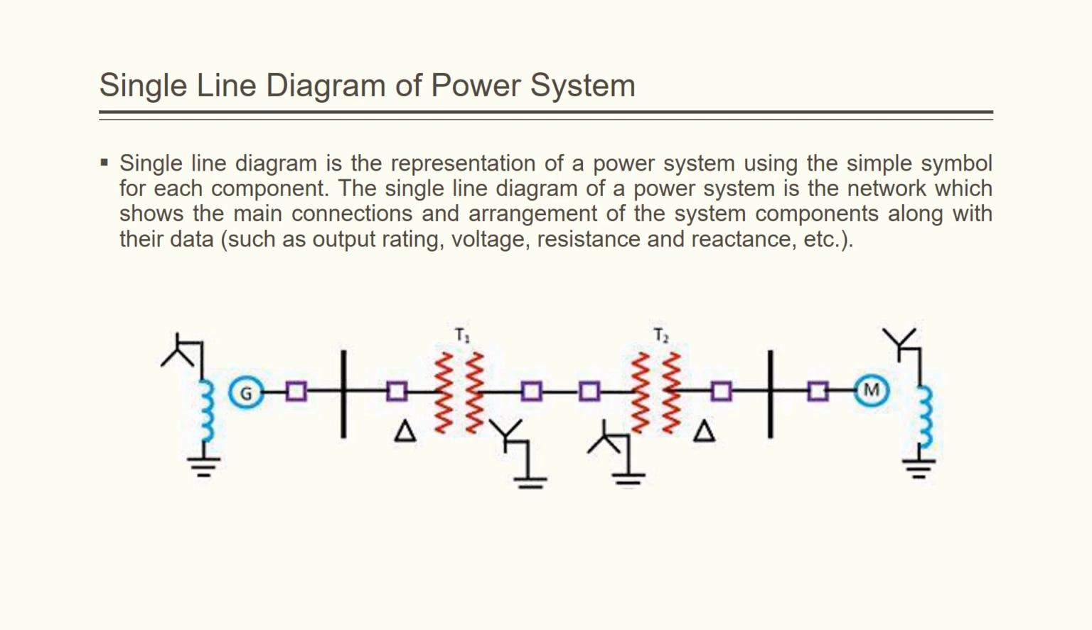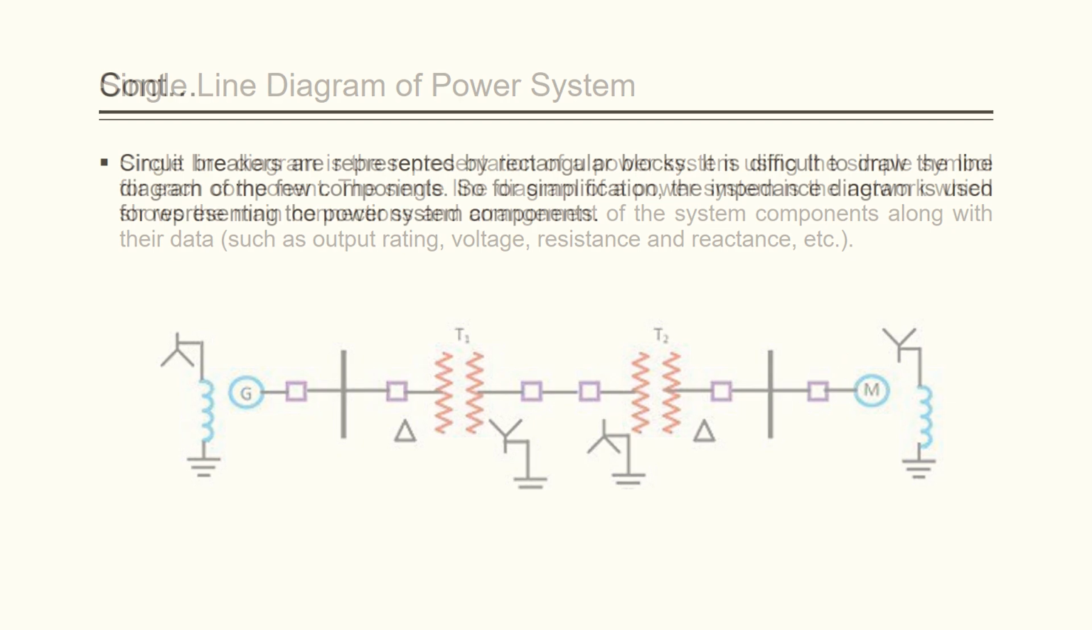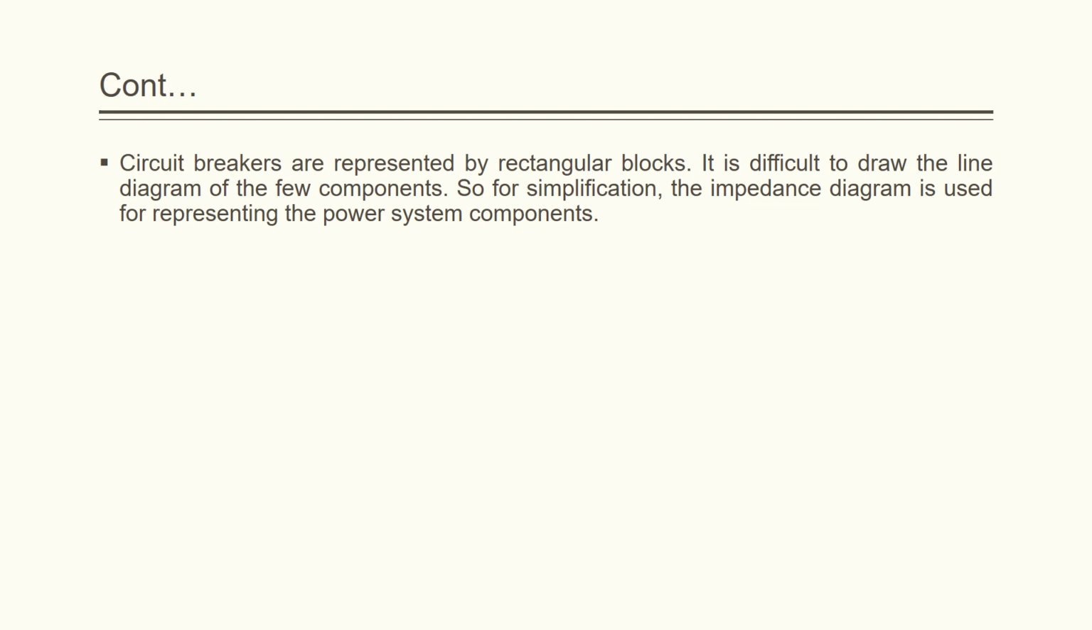You can see here the circuit breakers are represented by boxes. Here you can see square boxes. These are the circuit breakers, and here star and delta are shown in order to represent the type of connection. Here it is delta and this one is star, and here the primary is star and the secondary is delta connected. So you have two transformers, this is the transmission line, here you have the generating station, and here you have the load center. The circuit breakers are represented by rectangular boxes.